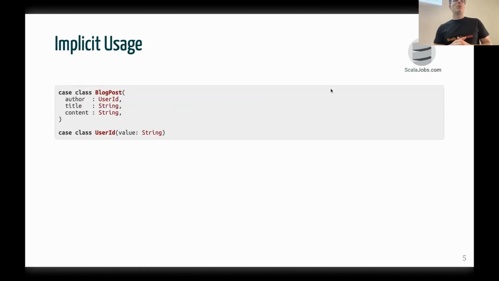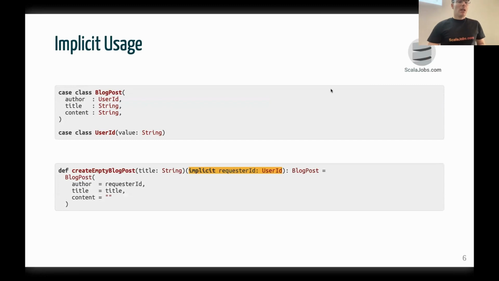So let's go through this use case where we have a blog post, where a blog post has an author, which is a user ID, a title, and a content. And let's say that we have this method, create empty blog post, that takes a title explicitly and the author, the requester ID, implicitly. Right now, I'm not going to explain why I made this choice. We're going to discuss it a bit later. For now, I just want to review how we even work with such a method. As you can see, this method creates a blog post by specifying the author, the title, and no content. So how do we even call such a method? How do we work with it?